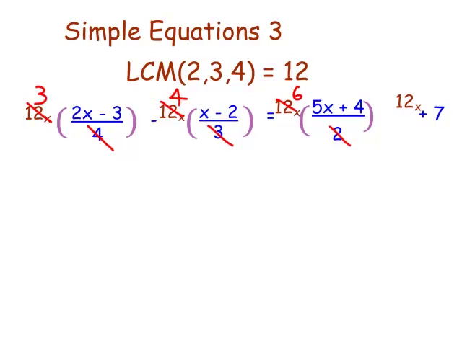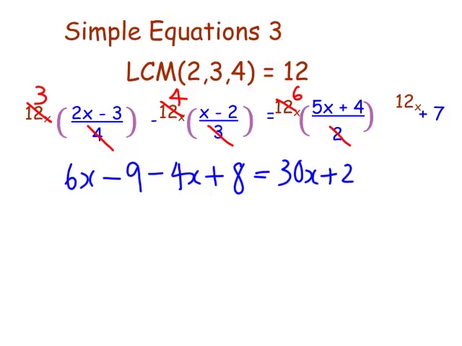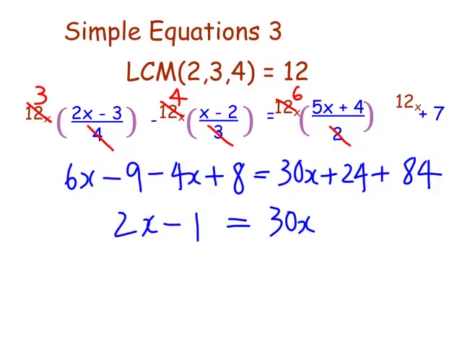We need now to multiply these out. So let's have a quick look. 3 2s, what's that? 6x minus 9 minus 4x now becomes, remember, a plus 8, is equal to 6 5s, 30x plus 4 6s are 24 plus 7 12s are 84. Now, obviously, we now collect up the like terms, and we should get this side 2x minus 1 is equal to 30x, and then we have 108.